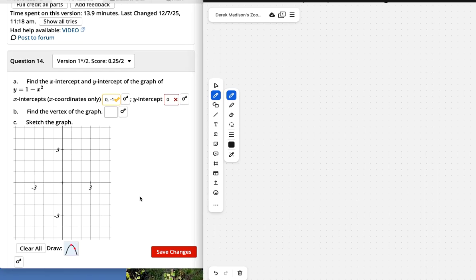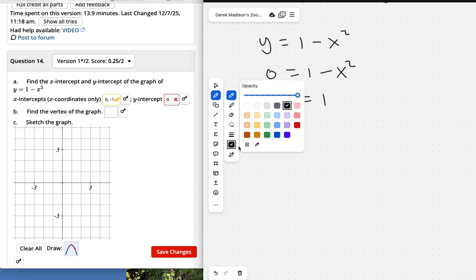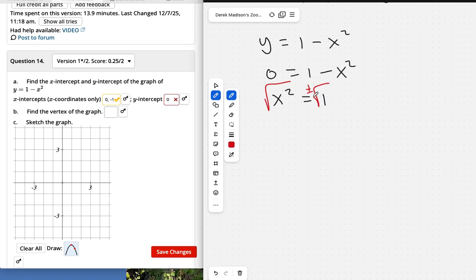So for 14, yeah, 14 and 15 are pretty much the same. So we got y equals 1 minus x squared. So if we're going to find the x-intercepts, we would let y equal 0. And then I don't love a -x squared, so I'm going to bring that over to this side. And that equals 1. So from there, I have 2 ways I can solve that. So the first one would just be to take the square root of both sides.